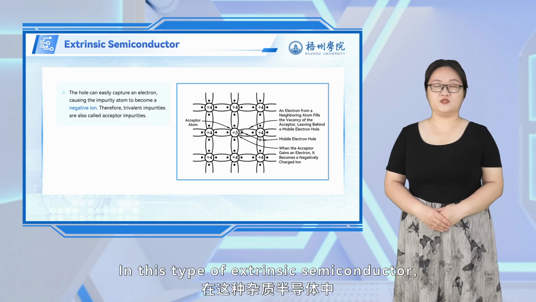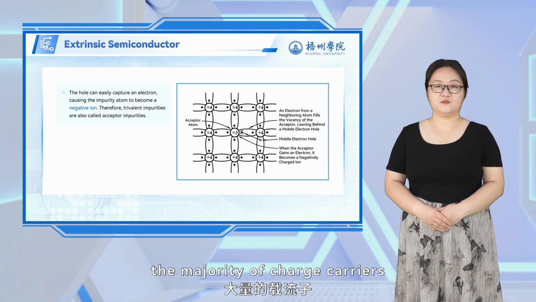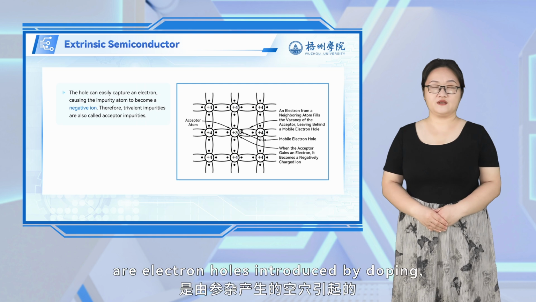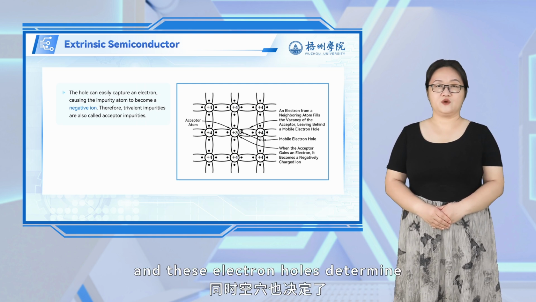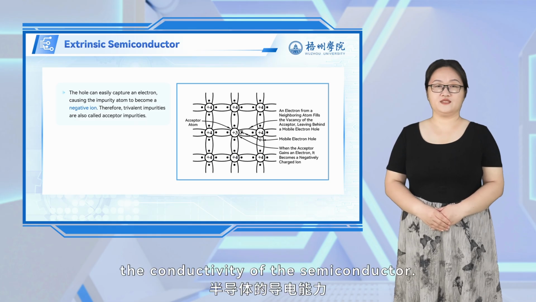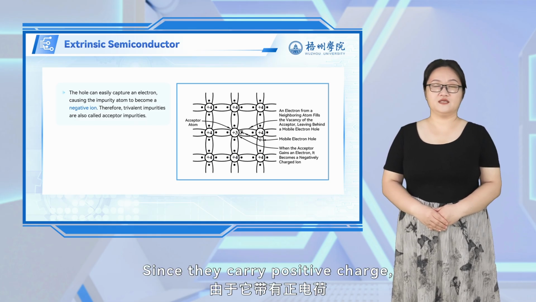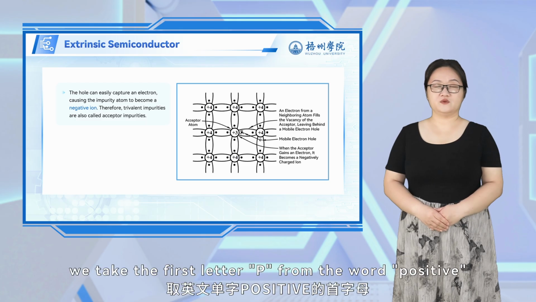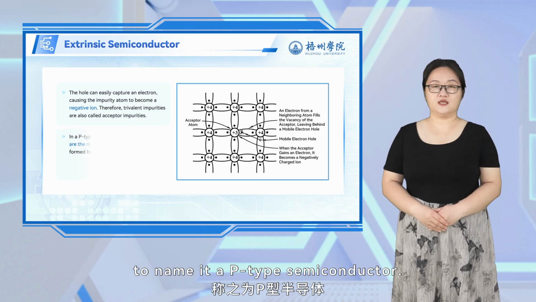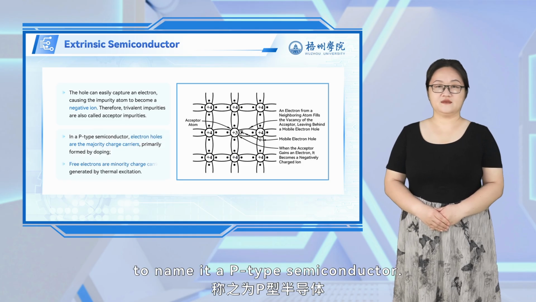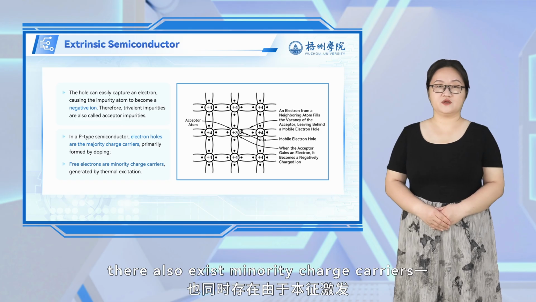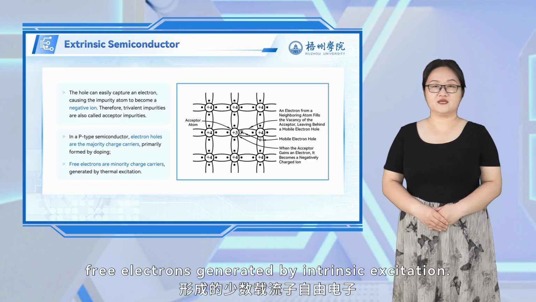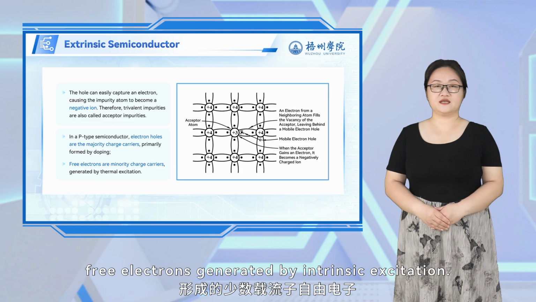In this type of extrinsic semiconductor, the majority of charge carriers are electron holes introduced by doping, and these electron holes determine the conductivity of the semiconductor. Since they carry positive charge, we take the first letter, P, from the word positive, to name it a p-type semiconductor. In a p-type semiconductor, there also exist minority charge carriers, free electrons generated by intrinsic excitation.